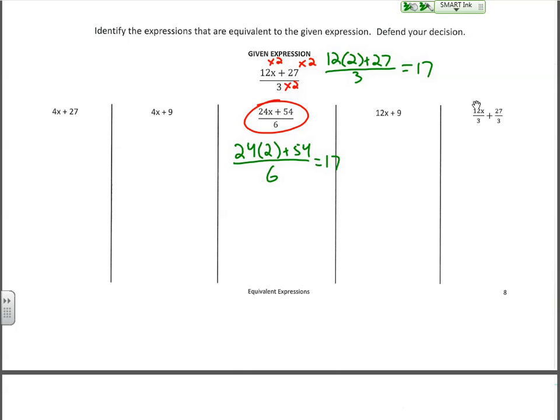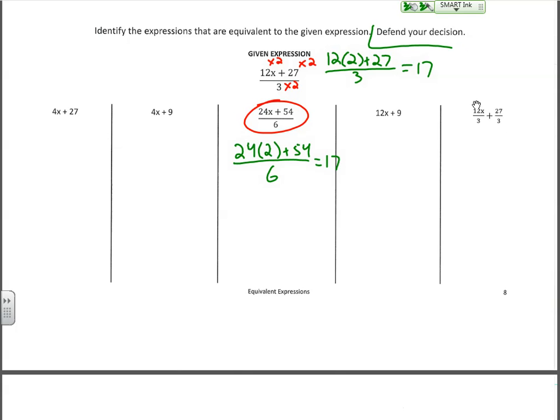And I just picked 2 off the top of my head. I picked 2 because it was relatively small. It's easy to work with. You could pick 5. I think in class we picked 9 or something like that. But that is another method you can use to determine whether or not these expressions are equivalent. Pick a value, plug it in, see if you get the same result, or look for connections. Hey, I doubled 12, I doubled 27, I doubled 3, I got 24, 54, and 6. These are the same.